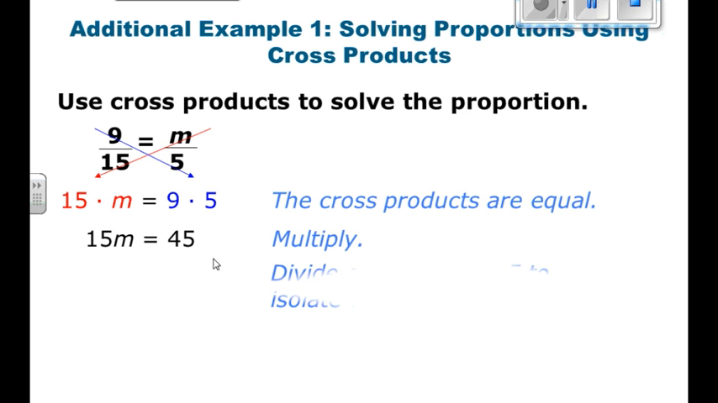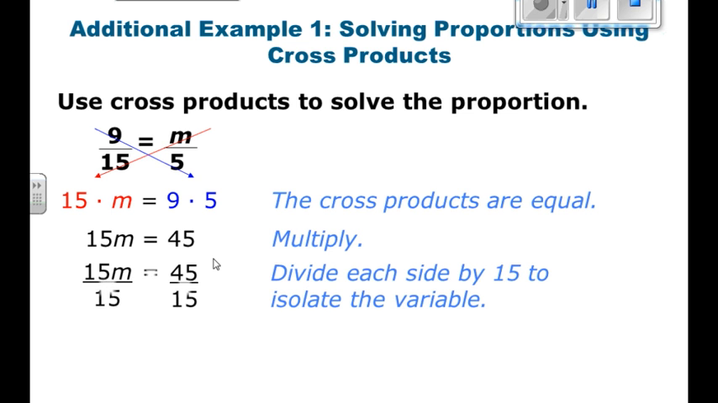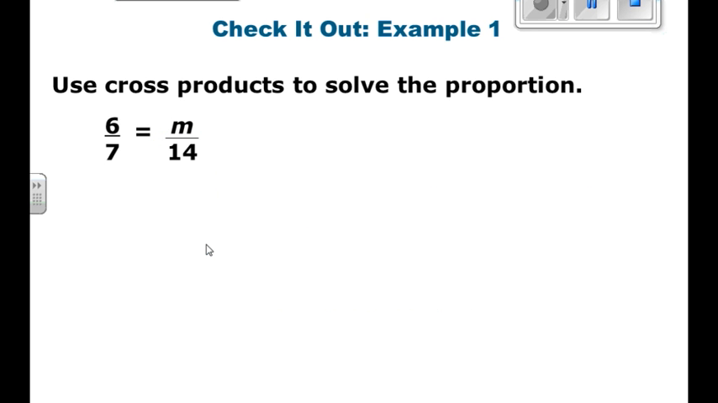So now we're just at a simple one-step equation. I divide both sides by 15, and I get M equals 3. So you can think of this also as 5 times 9, we multiply and then we divide. 5 times 9 is 45, divided by 15. And so you can take a little bit of a shortcut here if you don't want to get down into the equation form. Either way will work out.